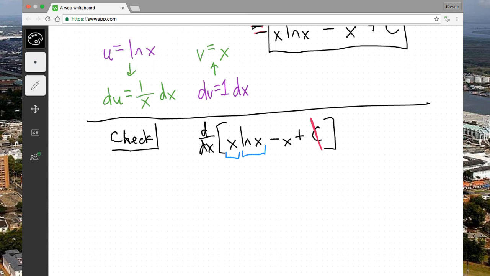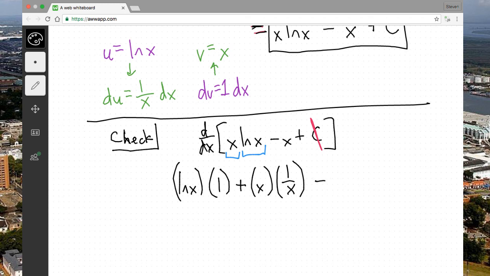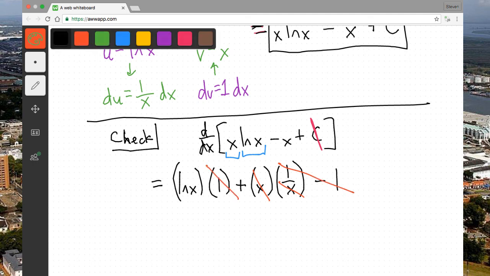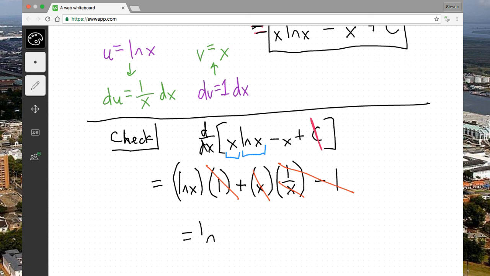And we'll do the second times the derivative of the first plus the first times the derivative of the second, and then the minus x becomes minus 1. And of course, we get lots and lots of canceling. The x cancels with the x here. Then we have 1 minus 1 cancels. Anything times 1 is itself. That is indeed natural log x for the derivative. So we did indeed find the general antiderivative for natural log x.